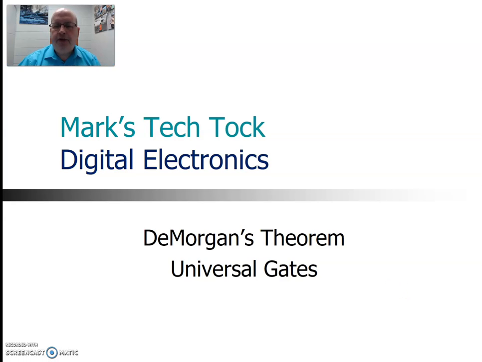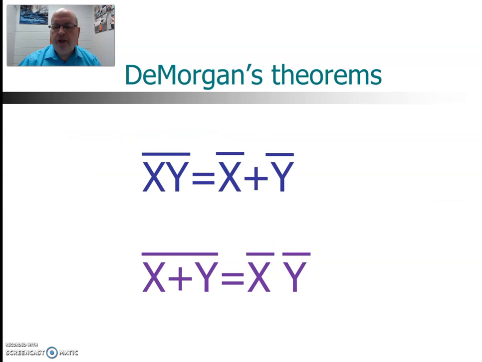In this edition, we're going to examine DeMorgan's theorem and a related topic called universal gates. So DeMorgan's theorem, expressed in terms of Boolean expressions, is not xy is equal to not x plus not y, or the other variation of DeMorgan is not x plus y is equal to not x times not y. So that's the Boolean expression. How do we know these expressions are equal to one another?